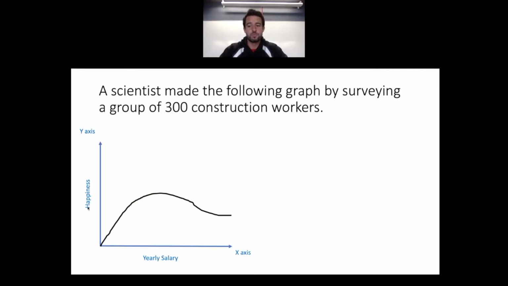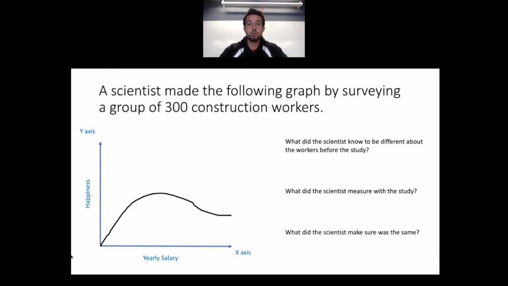So, here are three questions for you. The first question says, what did the scientists know to be different about the workers before the study? What did the scientist measure with the study? And what did the scientist make sure was the same? So think about this based on a scientist making a graph, surveying a group of 300 construction workers.